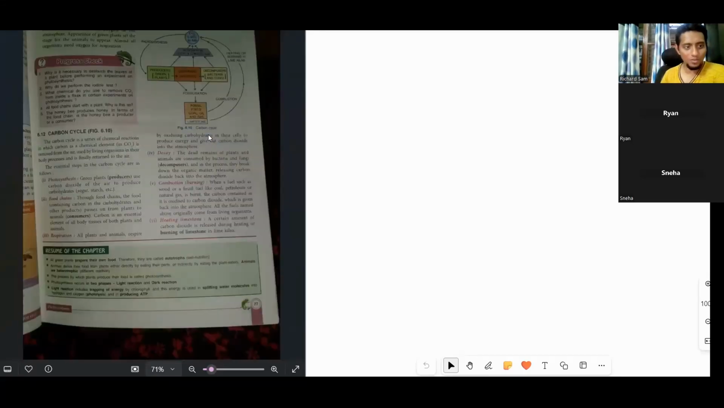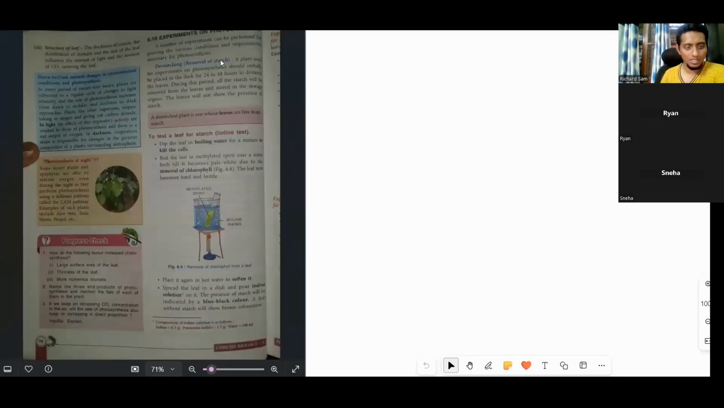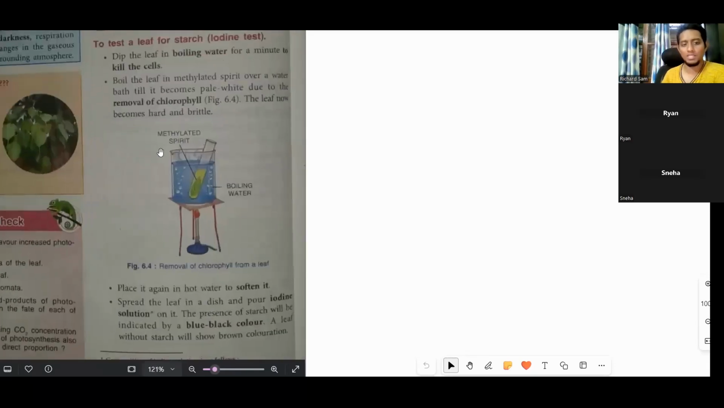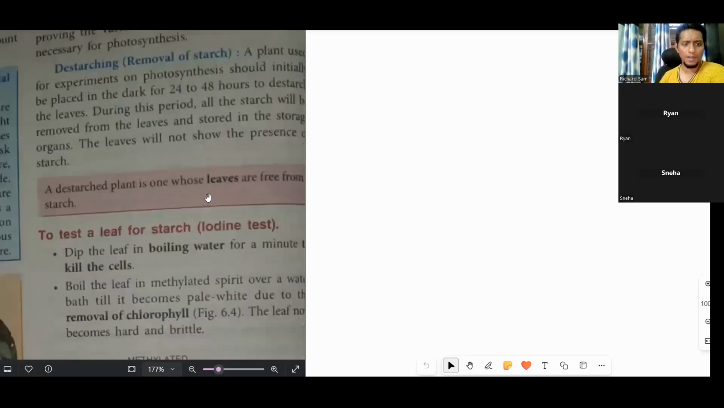Okay, and then lastly, you have so many experiments. Experiments are very important in your exam because they will just give you a diagram like this and they'll ask you questions based on that. So you need to study the experiment in and out, like completely you need to know what it is, okay?